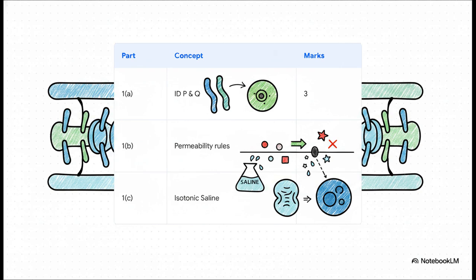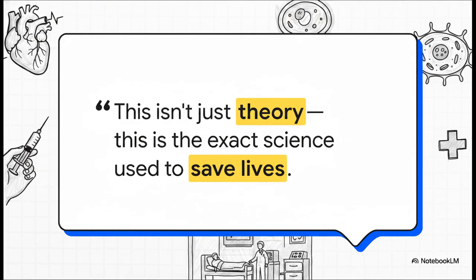And that brings us to our final section, final exam takeaways. Check out this summary table. It breaks down exactly how the examiners hand out those 6 points. You get 3 marks for identifying the anatomy and function of P and Q. You get 1 mark for knowing the entry rules of the phospholipid bouncer, and finally, 2 marks for applying the concept of isotonic saline to treat cellular dehydration. Honestly, this proves that understanding the real biological narrative, going from form to function right into real-world application, is absolutely the ultimate exam hack.